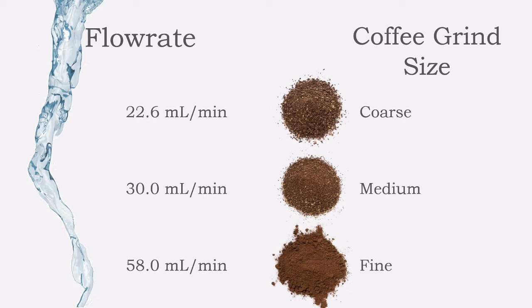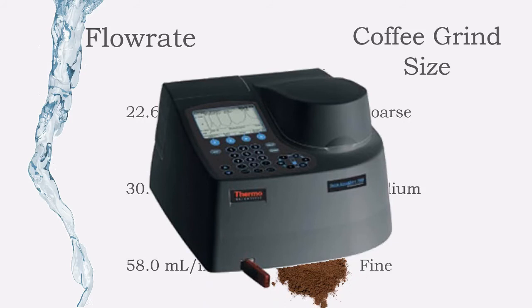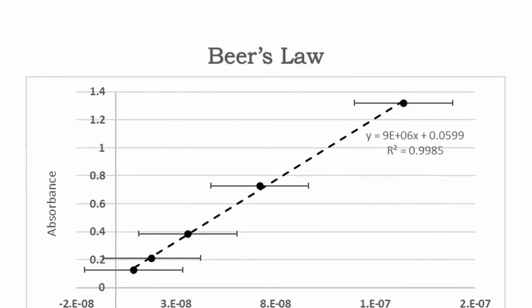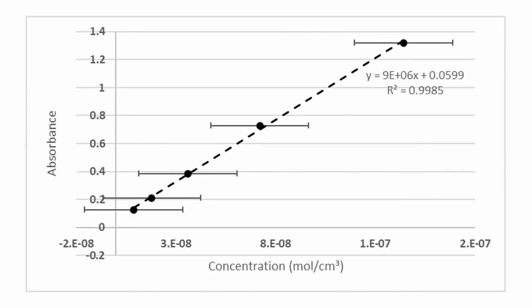We will measure their effects on caffeine extraction using a spectrophotometer, an instrument that measures the light absorption of a sample. We'll use these absorbance readings along with Beer's law, which tells us there is a linear relationship between absorbance and concentration. We can create a calibration curve using samples of known concentrations prior to experimentation.